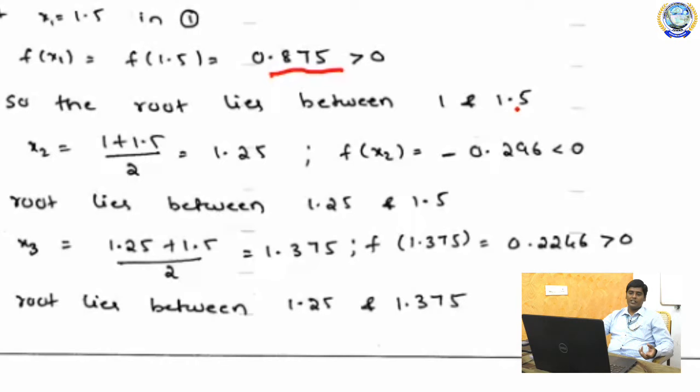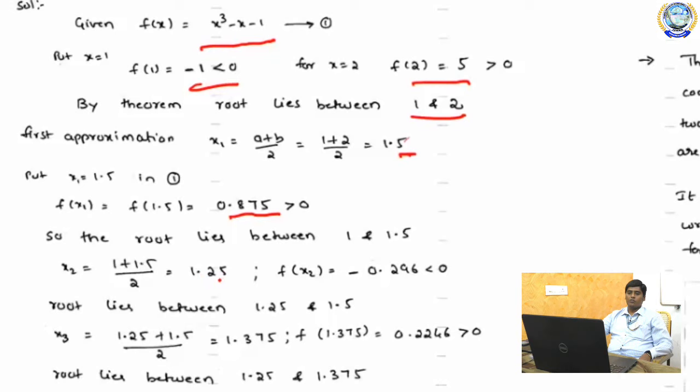Now again I take the average of 1 and 1.5. The average is 1.25. Now I have to check whether 1.25 gives a positive or negative value. Substituting 1.25 in x cube minus x minus 1, I will get minus 0.296, less than 0, which is a negative value. So the root lies between negative and positive. Here the negative value is replaced by 1.25, and we already have the positive value 1.5. So the root lies between 1.25 and 1.5.